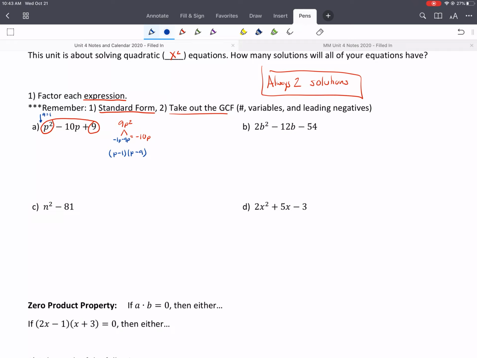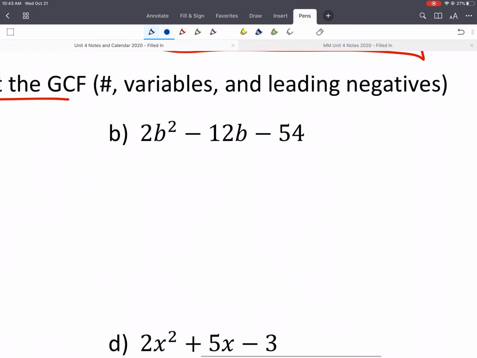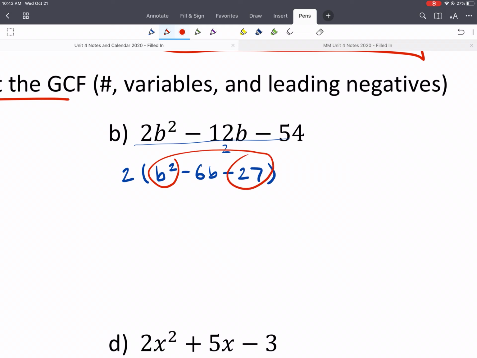This should just be a review. All right, so here, it's standard form, check. Greatest common factor, looks like we can take out a 2. 54 divided by 2, is that 27? Yeah, 27. Okay, so we factored out a 2, divided everything by 2. And then we'll do glasses.